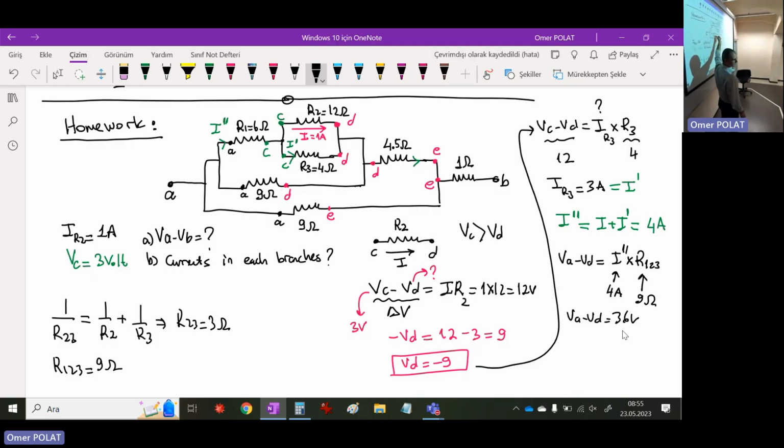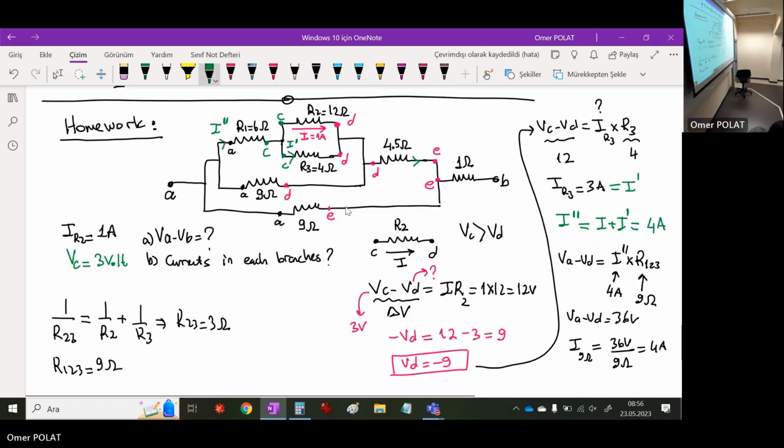36. What is this current? Current on 9 ohm. If this is also 36, I can write the current of 9 ohm: 36 volt over 9. What is the current? 4 ampere. So I calculated also the current of 9 ohm, which is 4 ampere. What is the current here at the 4.5 ohm?